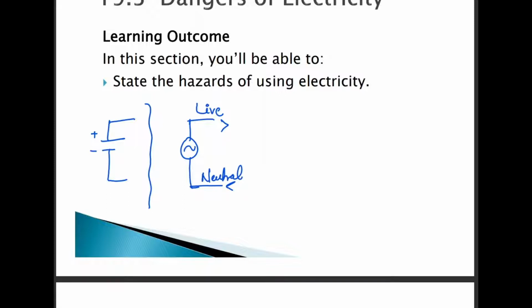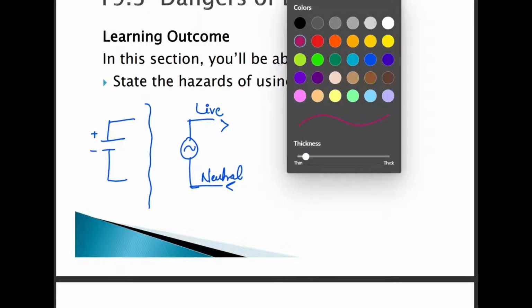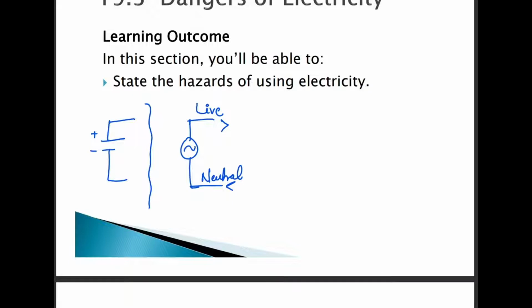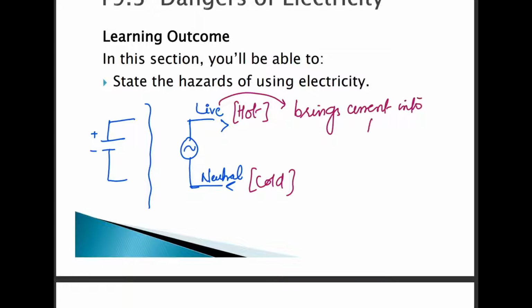In common layman terms, if you have an electrician over to your house working with the electrical appliances, he may call the live wire the hot wire and the neutral wire the cold wire. This is how the common electrician or layman speaks. But in physics, the proper terminology is live and neutral. The live wire brings current into the circuit or the appliance, and the neutral wire takes the current away from the appliance.